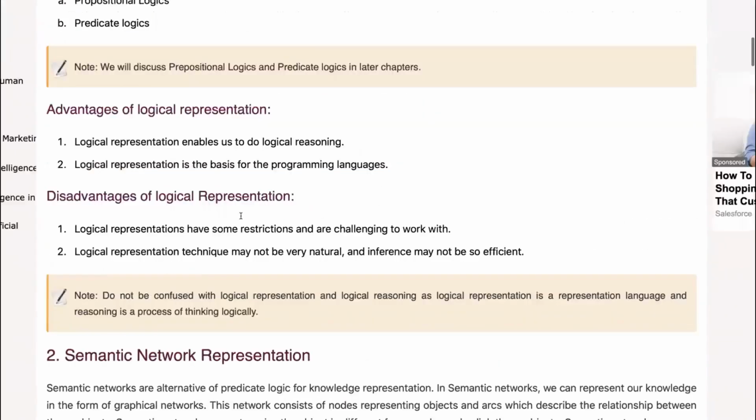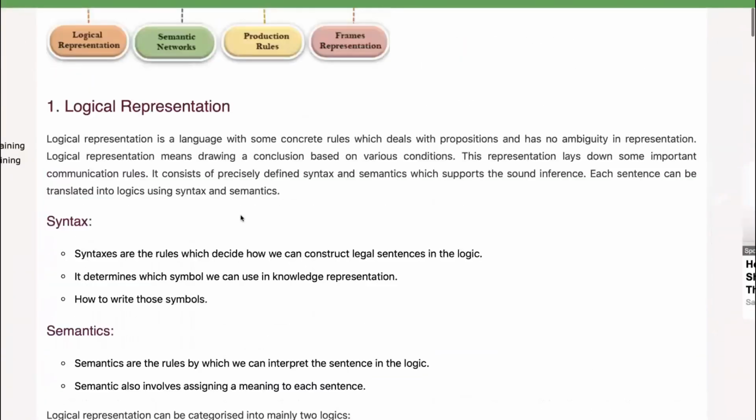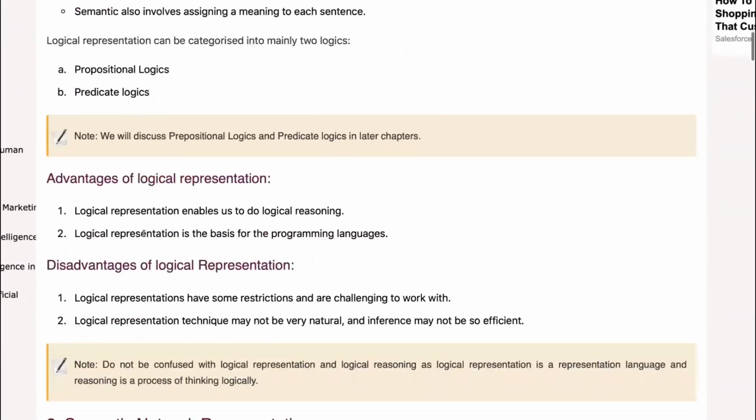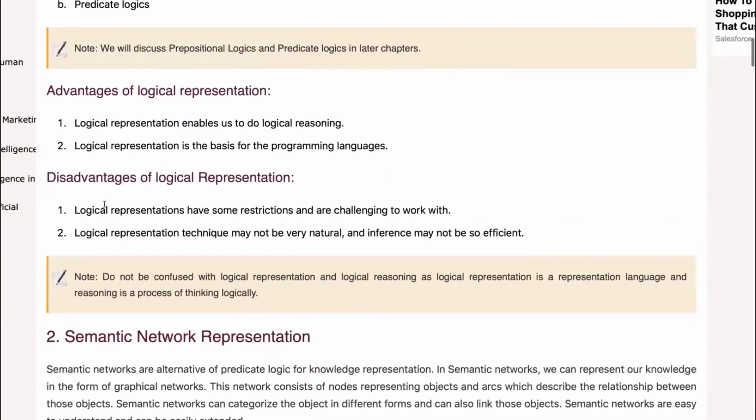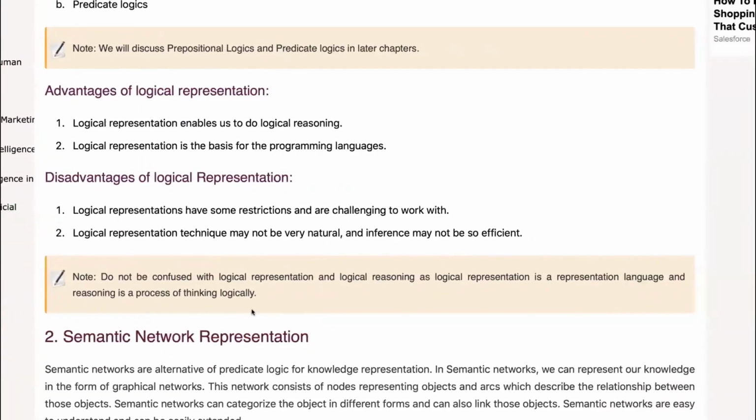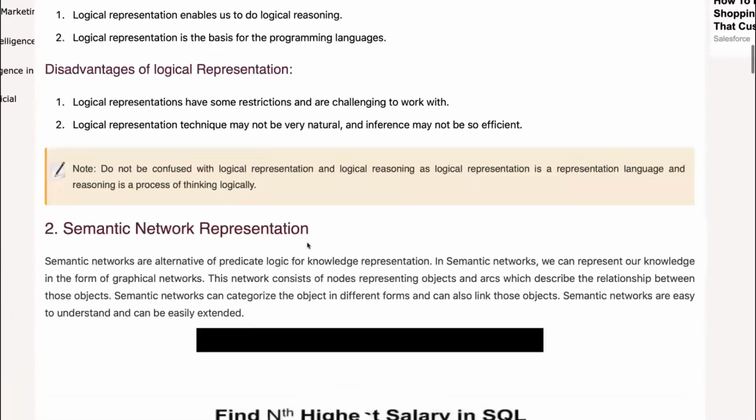This predicate logic has to do with the first technique, right? It's mentioned here that logical representation can be categorized into two main logics. But again, we cannot discuss the detail of this. As mentioned here, propositional logic is discussed in later chapters. So you can consult this website about it. What's important is only the general idea, to understand the module.